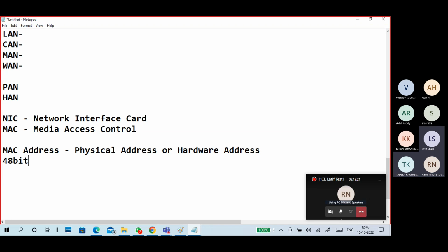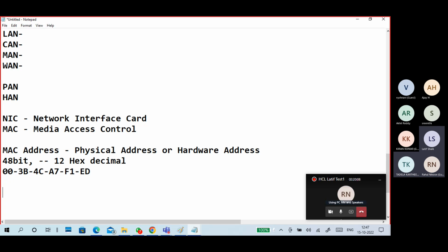It is 48 bits in binary, represented as 12 hexadecimal digits, which looks like this: 10, 3B, 4C, A7, F1, E. It can be anywhere. This is what a MAC address looks like.